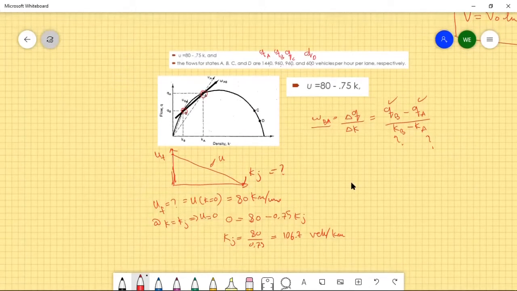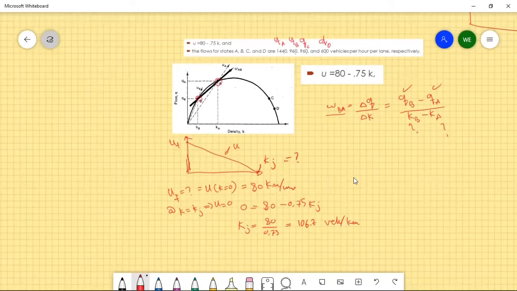We said that the speed density relationship is linear according to the Greenshield model. At free flow, the free flow speed is 80 kilometers per hour. At jam density, K equals K jam, speed is equal to 0. So we substitute here, and K jam equals 106.7. Clear? Okay. Now we want to estimate B and A.